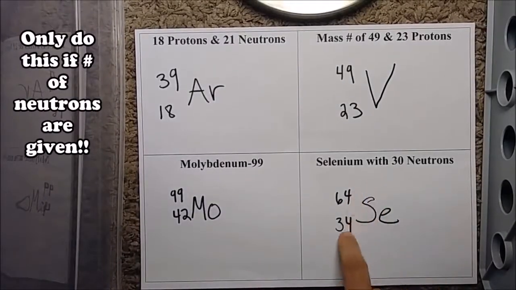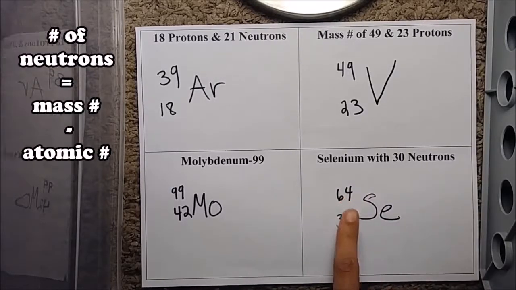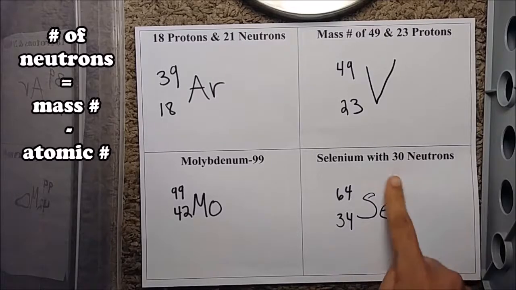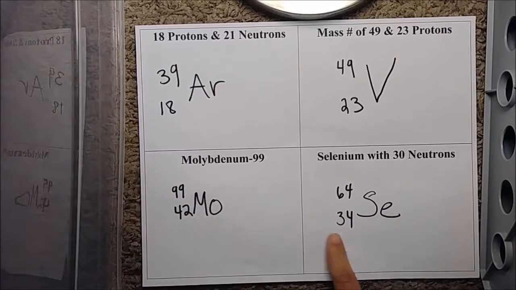And again, if I'm not sure about these numbers, I can subtract the atomic number from the mass number, which gives me my number of neutrons. So 64 minus 34 is 30 neutrons. So I know I did this right.